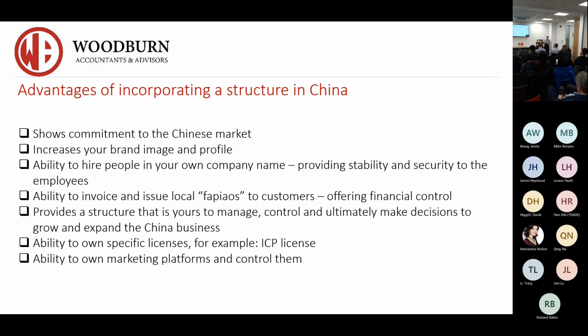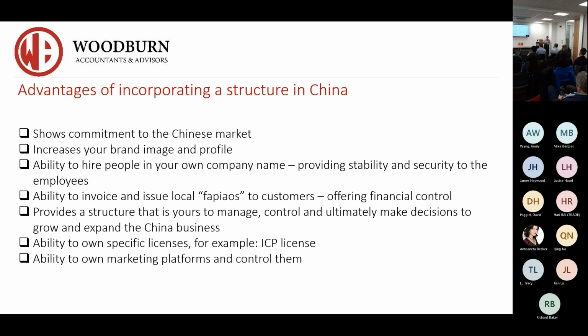For B2B companies, the assumption is that if you are setting up an entity in China, there's going to be a relationship manager there. So for them, it's knowing I have somebody to call locally and I can meet with locally. It will increase your brand image and profile as long as you market that you have an entity, right? Use that as a PR incentive.